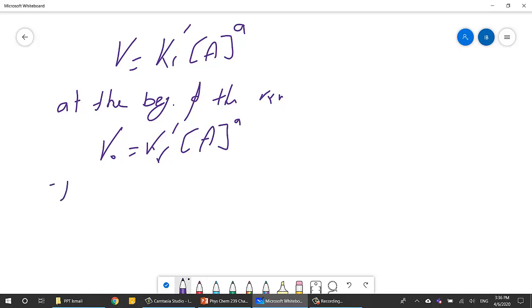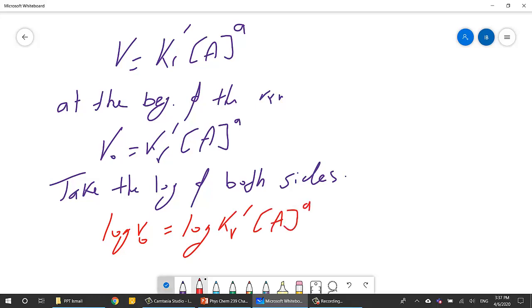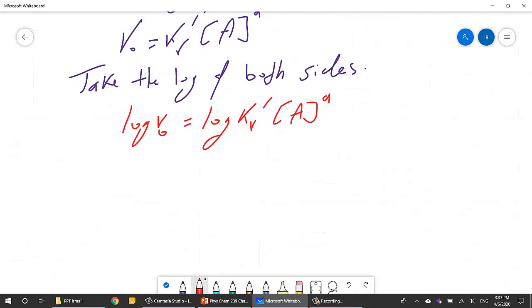This is an important skill that you need in this course, in many of the questions: taking the log of each side. That means you take log V naught equal to log of this term, Kr prime times A power a. There are two rules of log that you need to remember.